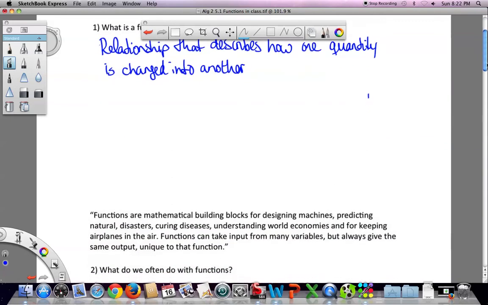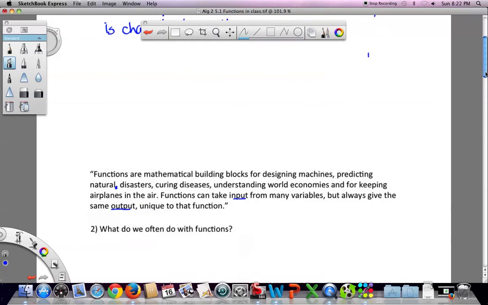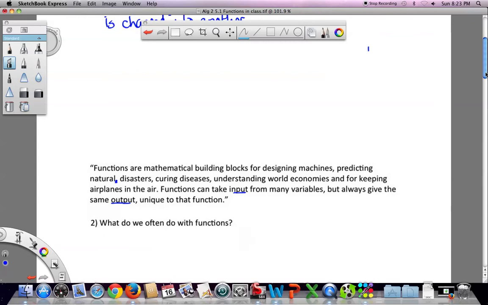So here's a more formal definition. Functions are mathematical building blocks for designing machines, predicting natural disasters, curing diseases, understanding world economies, and for keeping airplanes in the air, for example. Functions can take input from many variables, but always give the same output unique to that function. So there's some math words here, input and output, and we'll talk about that in just a little bit, because it's just hard to discuss functions without using some technical words, some jargon, some vocab. So we'll learn those, right?